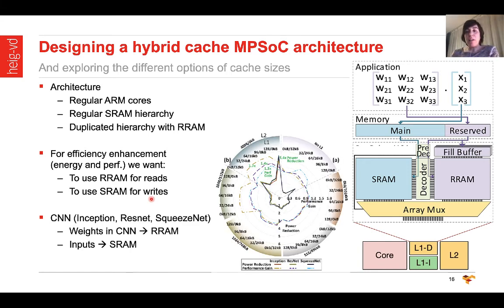And then what we would like to do is something like this exploration. We want to explore for different types of networks, Inception, ResNet, SqueezeNet, for instance, what is the power reduction and the performance gain for different sizes of the cache. So what is the solution to perform this exploration?